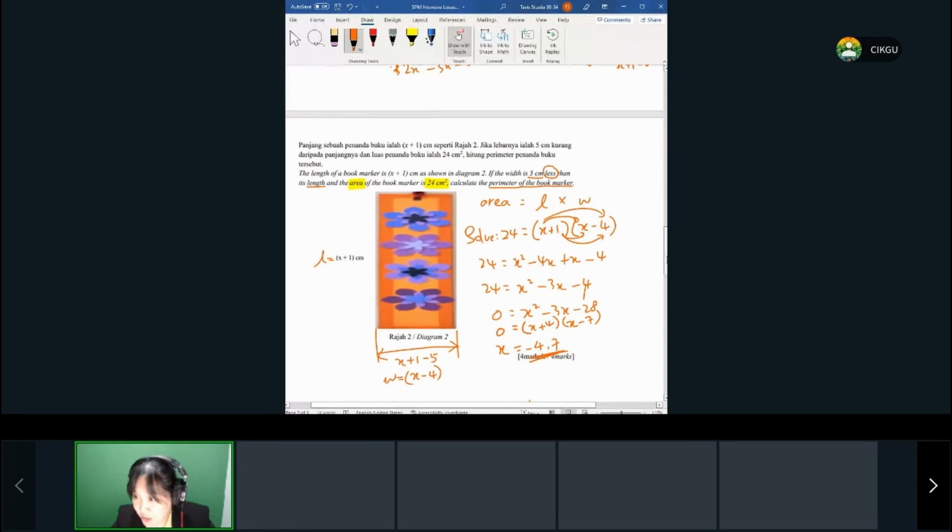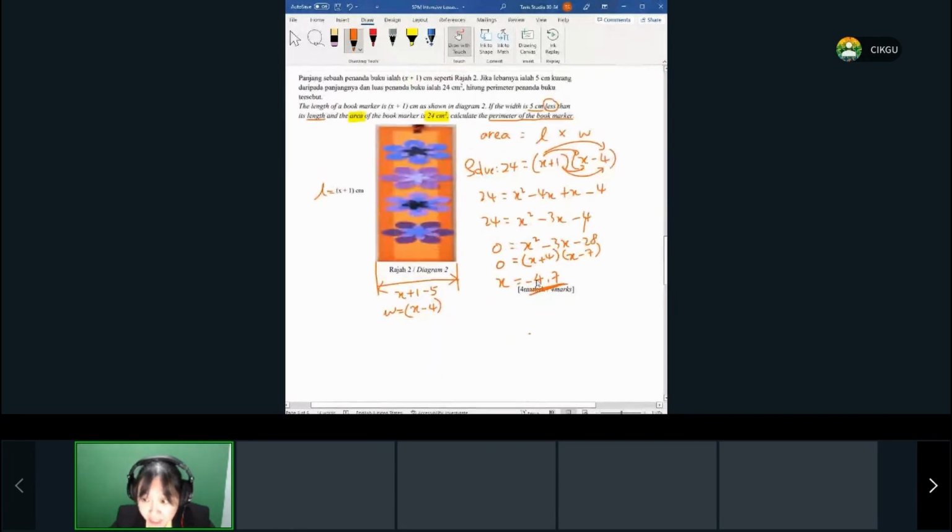We must take the positive one. Why? Because if you sub -4 in here into the width, -4 minus 4, width equals -8. How come? Width and length cannot have negative values. So, same thing. I'm going to use the trick that I taught Vignesh just now. Put NA at the bottom of -4. So the examiner knows, okay, this student understood. They have to use x as 7.